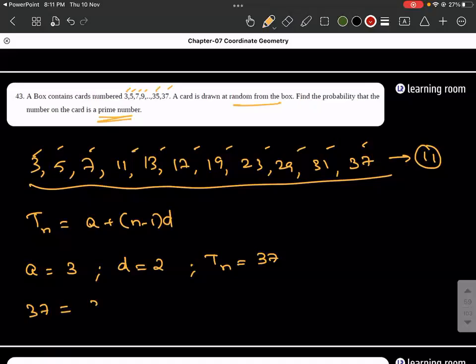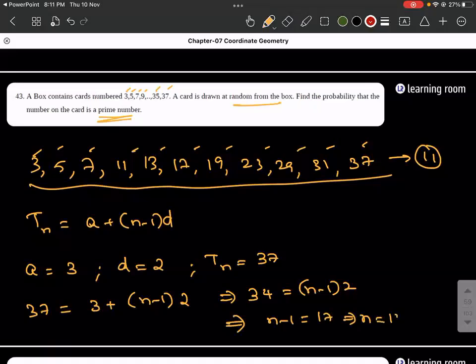So 37 is equal to A plus N minus 1 into D. That implies 34 is equal to N minus 1 into 2, which implies N minus 1 is 17, or N is equal to 18. So from 3 to 37, there are 18 terms. So what will be the answer? 11 prime numbers out of the 18 available numbers. Is it clear? Yes, sir. So 11 out of 18.